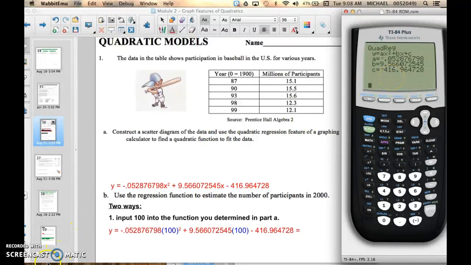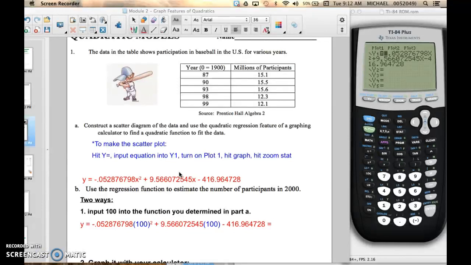And so, all right, now to make the scatter plot. So this isn't on your sheet, the blue in part A. So please write this down. You'll need to know these steps, and you need to reference this sheet if you forget how to do these steps. In order to make the scatter plot, you hit y equals, so again, write all these steps down.